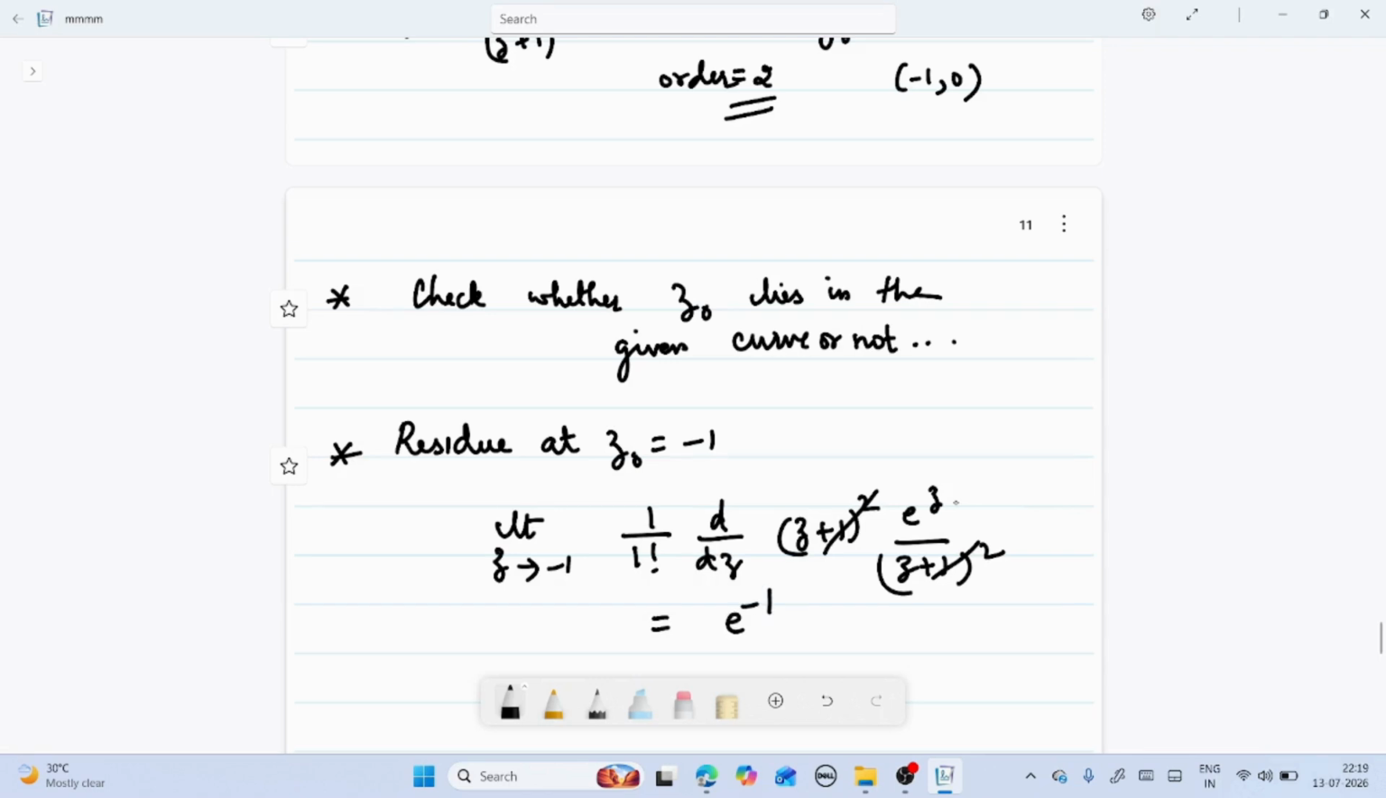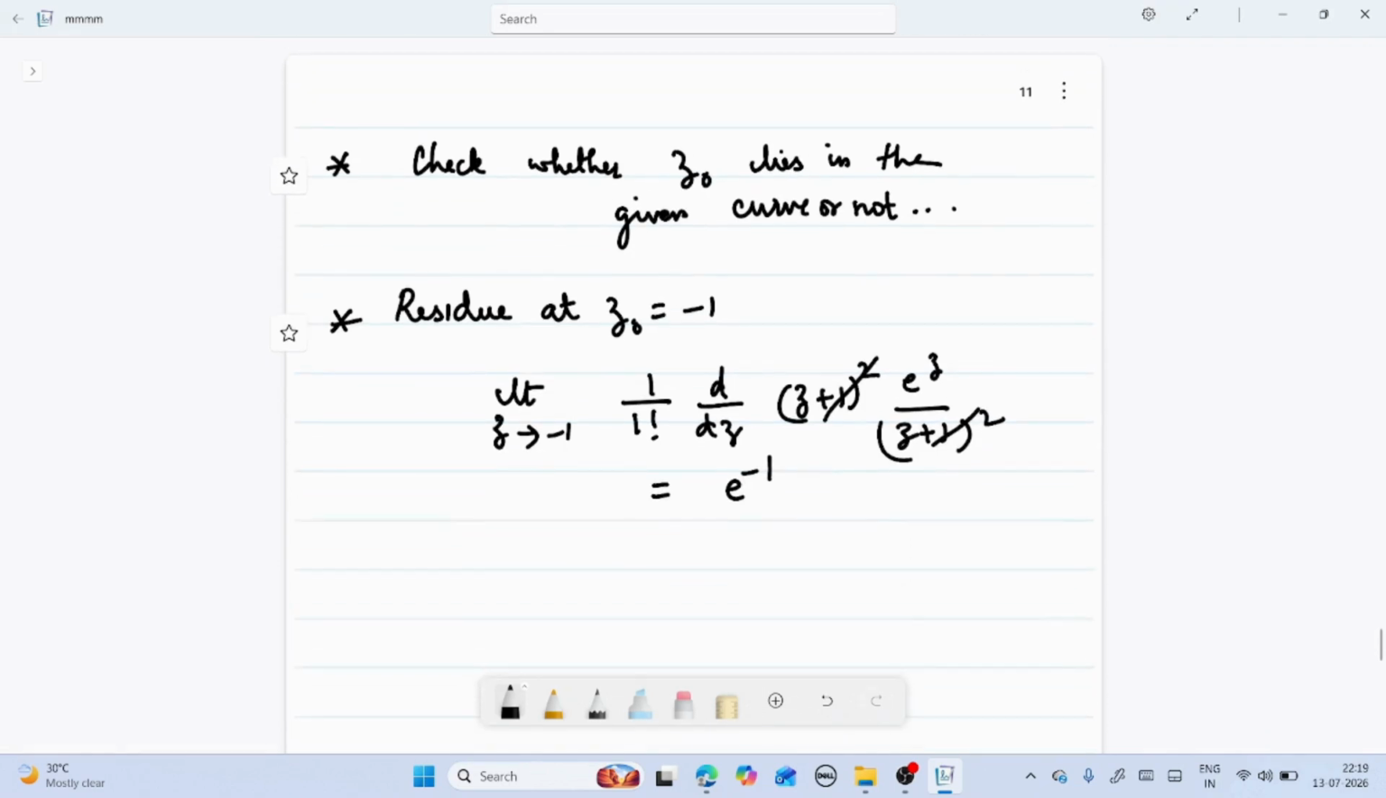So by Cauchy's residue theorem, what does it say? You find the sum of the residues at the poles and multiply by 2 pi i. Here there is only one pole and the residue for that is e power minus 1. So the integral will be just 2 pi i into e to the power minus 1.